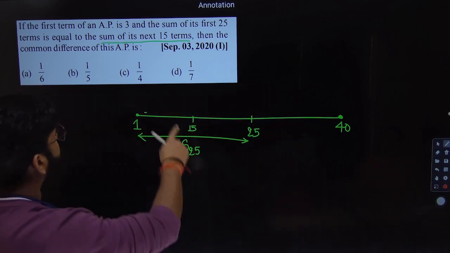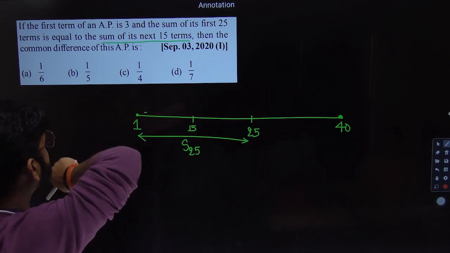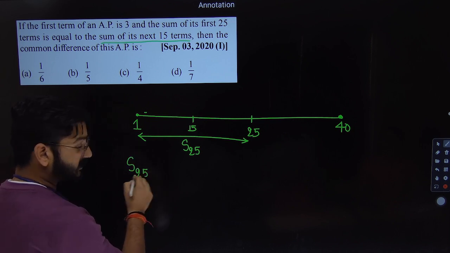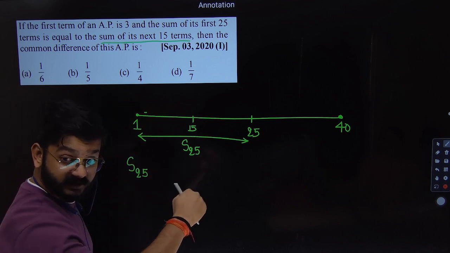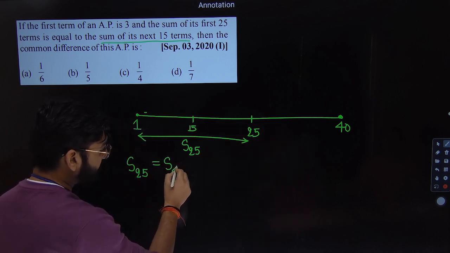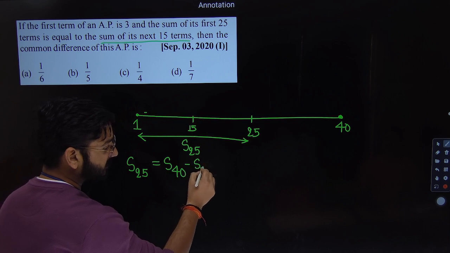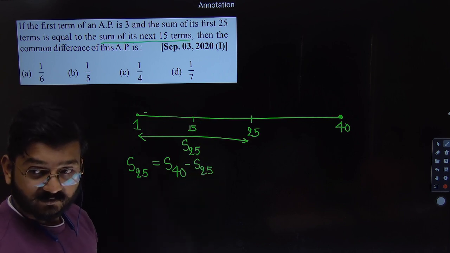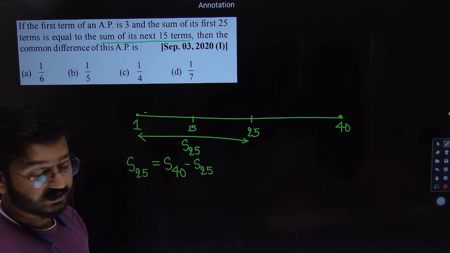So what can we write? What is given? Sum of its first 25 terms is the sum of next 15. So next 15 will be how much? S40 minus S25. Is it clear? Now the question is solved. Now there is nothing left for me to explain.